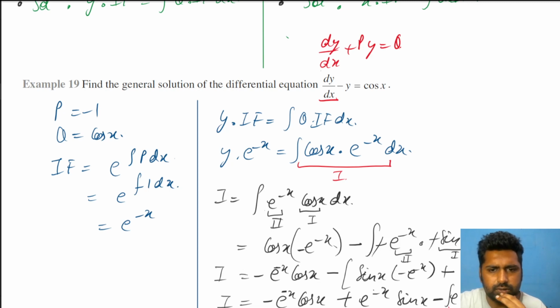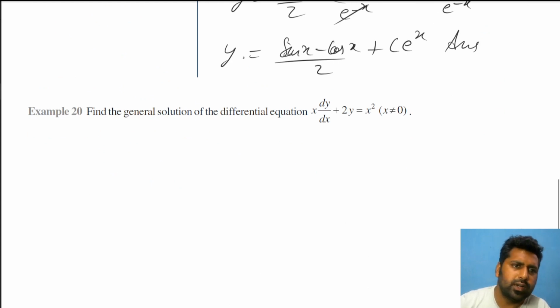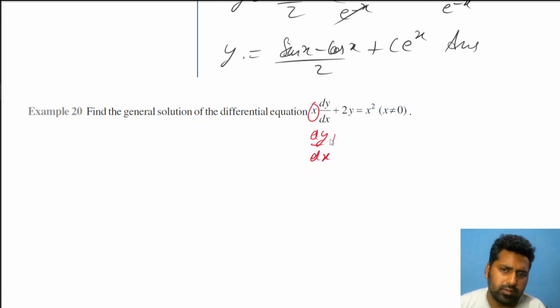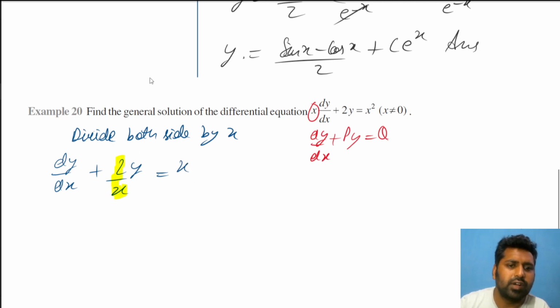All right, let's do another one. Same thing, we are finding general equations. This time if you look at the format, it says we should have dy by dx alone, but there is x present here, plus Py is equal to Q. So what do we do? We divide both sides by x. So your equation will look like this now: dy by dx plus 2y by x is equal to x squared divided by x, which is x. Now the coefficient of your y is your P, and this is Q.